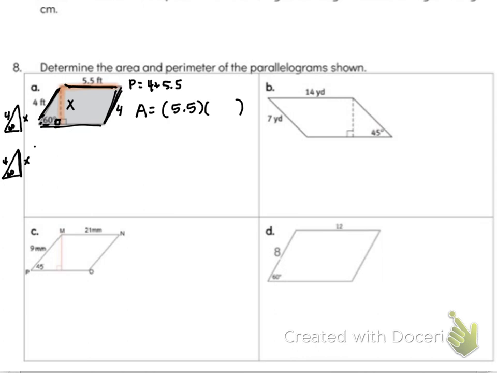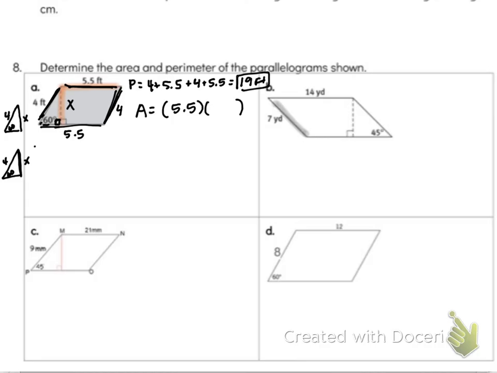This side right here at the top is 5.5. This side at the bottom will also be 5.5. So 4 plus 5.5 plus 4 plus 5.5. Add those together, you're going to get 19 feet. That's how you find perimeter. We're not going to focus too much on perimeter, so I'm not really going to find the perimeter of each of them.